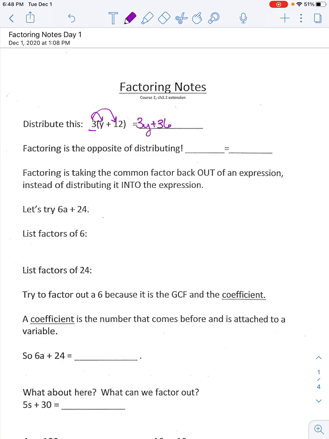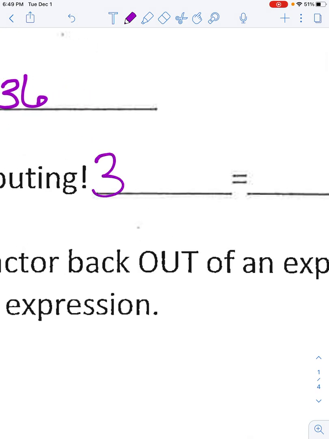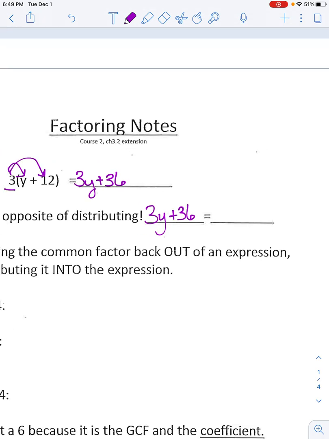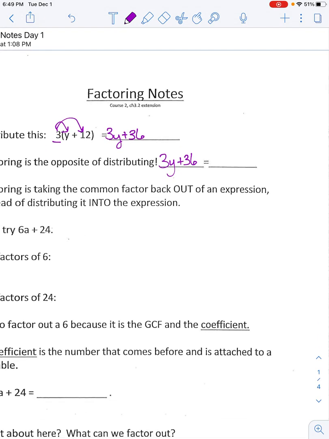What is new is factoring. Factoring is the exact opposite of distributing. So today they're going to start us with 3y plus 36, and they want us to factor out. Sometimes we're going to factor out a greatest common factor. Other times we'll factor something out specifically that they ask us to, like the coefficient. But for right now, they want us to factor out a 3.